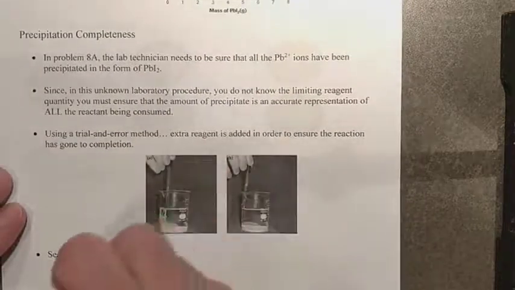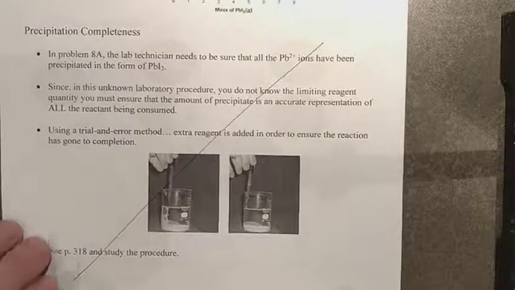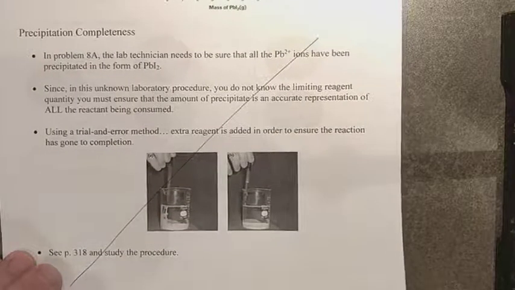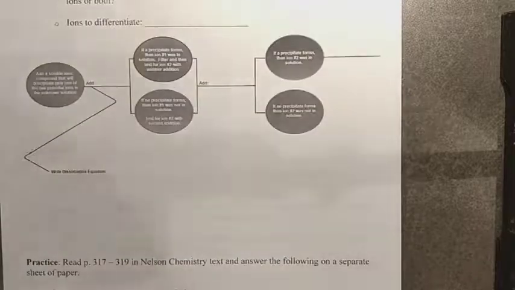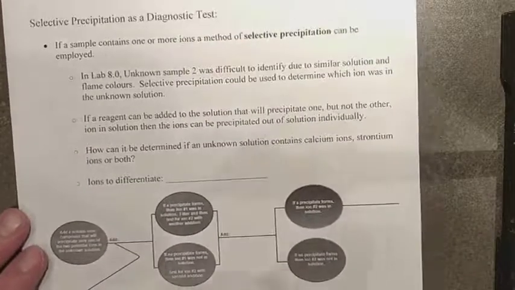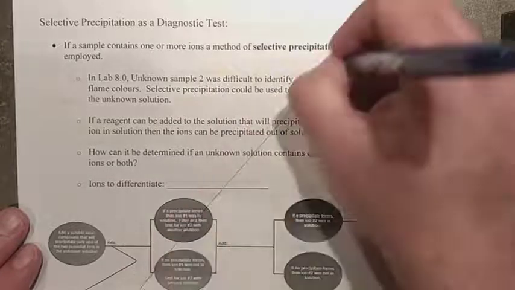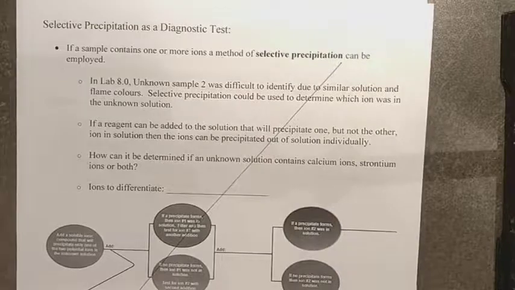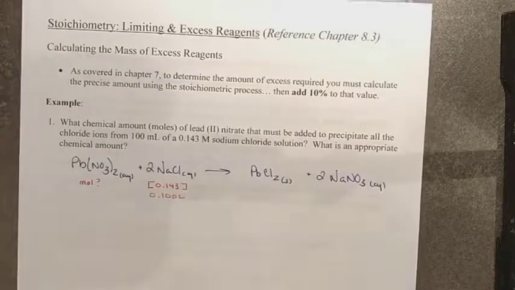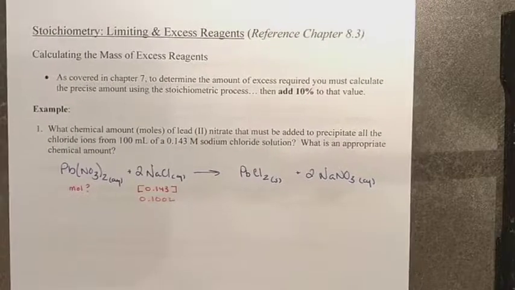Don't worry about precipitation completeness. That's one that comes up in one of our labs only, so I wouldn't worry about it there. And then, of course, selective precipitation can also go, since that is also one of our lab-only investigations. So 8.2 is going to be removed to make this last chapter a little bit more simplified for you.